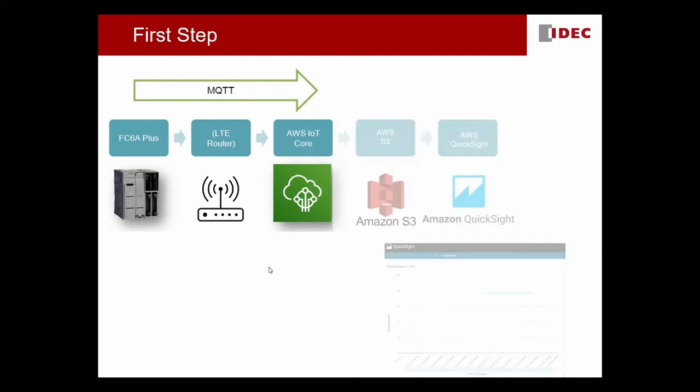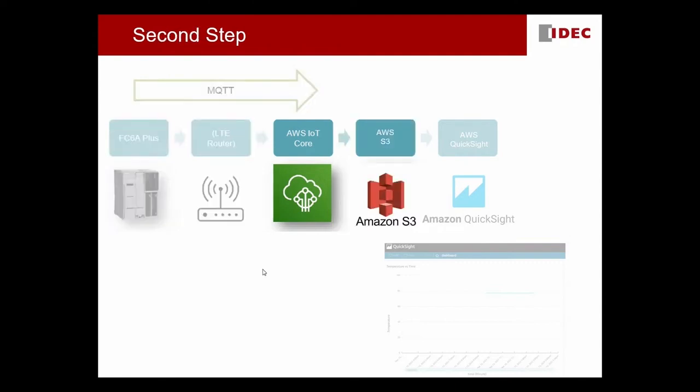The first step mainly is to bring data from our FC6A Plus, upload it to AWS IoT Core by using MQTT protocol. To achieve this, previously we have uploaded another tutorial to show you guys how to do the configuration in our FC6A Plus in our WinLDR programming software. For detail of the step how to achieve that, you may refer to that tutorial.